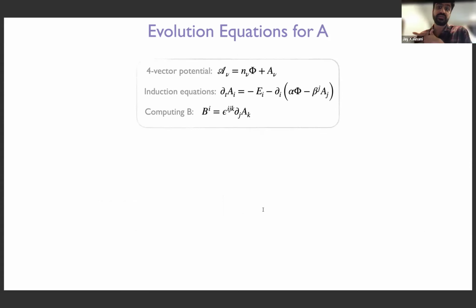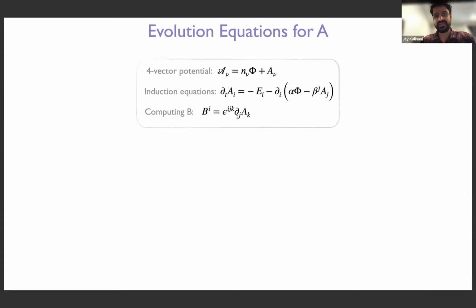Now, some codes might choose to evolve what we call A, the vector potential, instead of the magnetic field. In that case, you have your 4-vector potential written in this form, where you have phi as your scalar potential, and then A_i as your 3-vector potential. And then you have induction equations for the vector potential itself, and that's what is being evolved. Once you have your vector potential, you can compute B from the curl of A.